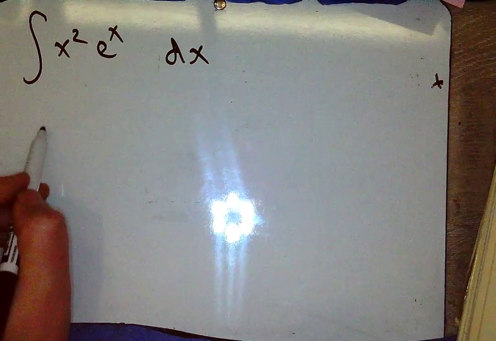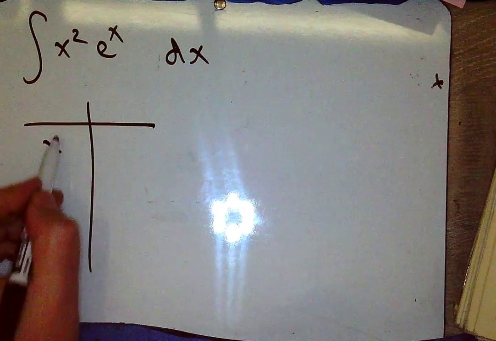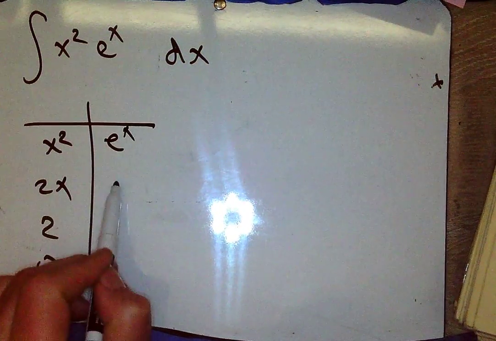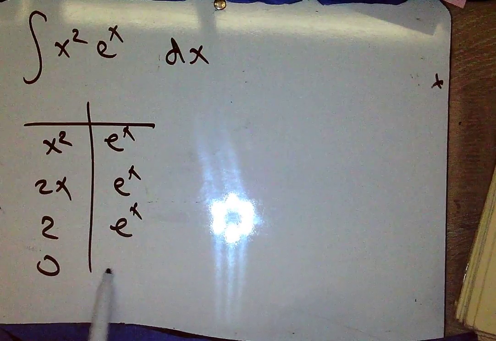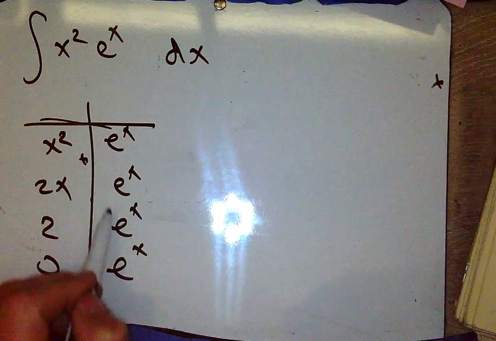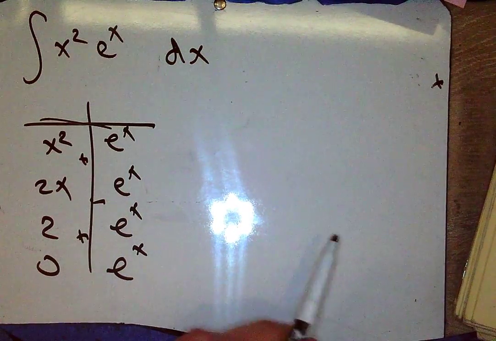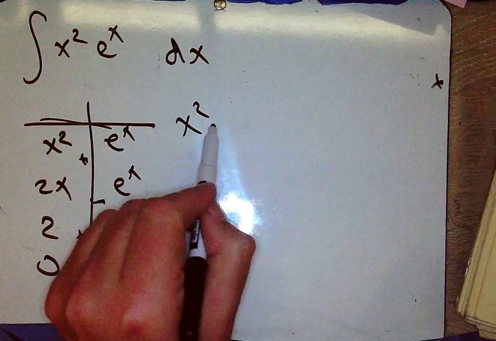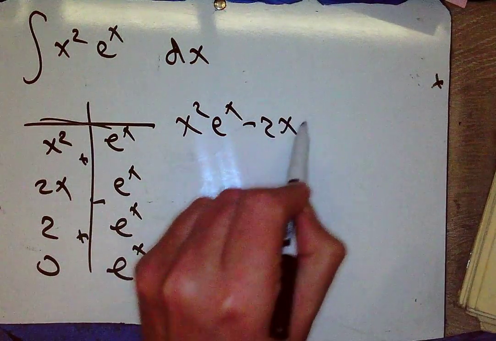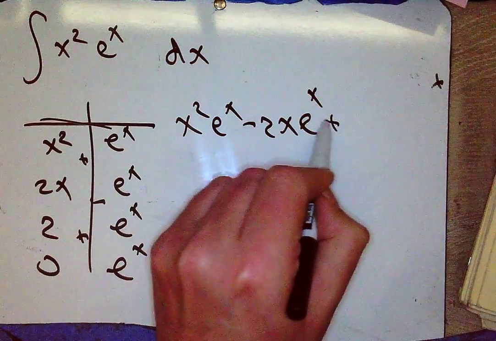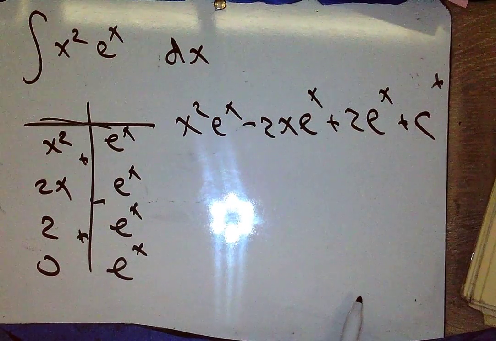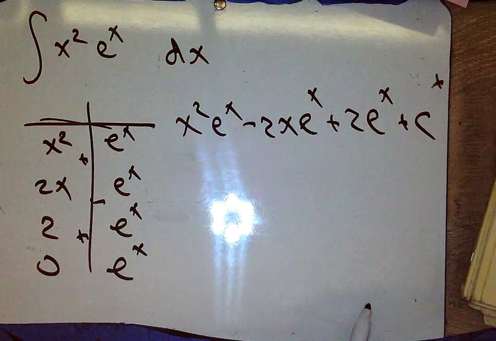All right, so I think I'm going to do it the same way. X squared, 2x, 2, 0, and just a bunch of e to the x's. Times positive, times negative, times positive. And so we're going to have x squared e to the x minus 2x e to the x plus 2 e to the x plus c. Yeah, that looks good to me.